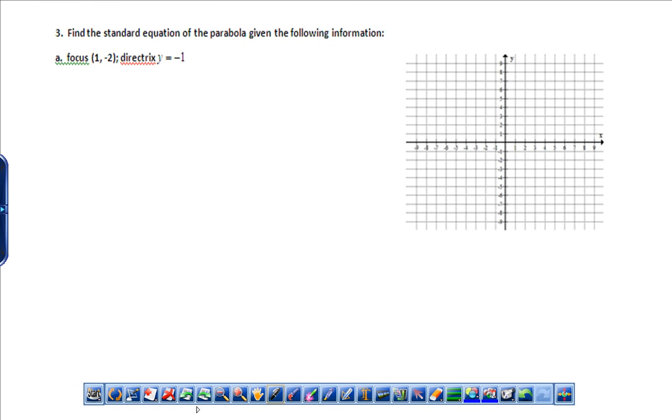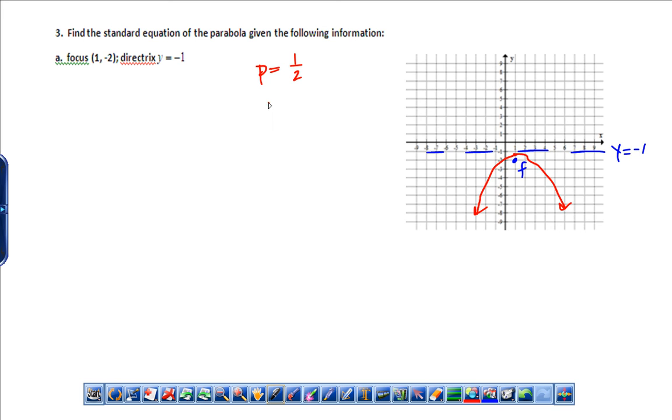Okay, let's work backwards. I have a focus of 1, negative 2, and a directrix of y equals negative 1. That means it cuts through your axis of negative 1. If this is your directrix and this is your focus, that means your vertex is going to be right here. So it's going to look somewhat like this. But my vertex is here and your p is really little. So it looks like my p is a half.